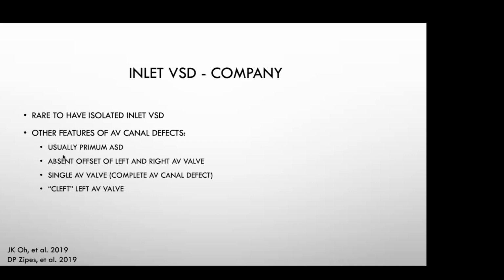So it's rare to have isolated inlet VSDs, as I mentioned, and they're generally associated with those other features of AV canal defects. They are often associated with primum ASD. You usually have the absence of this offset of your left and right atrioventricular valves. Sometimes you get a single atrioventricular valve if you have a complete AV canal defect, and it's generally associated with this left-sided cleft atrioventricular valve, although again, it's not technically a cleft.